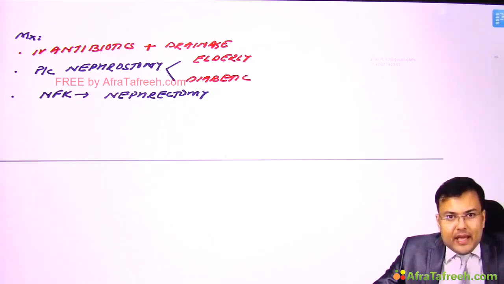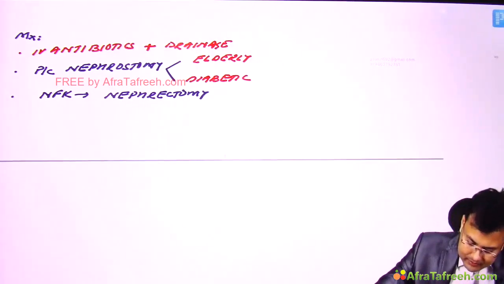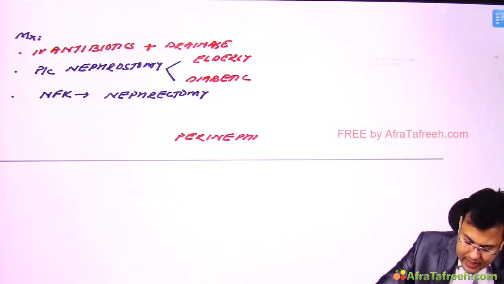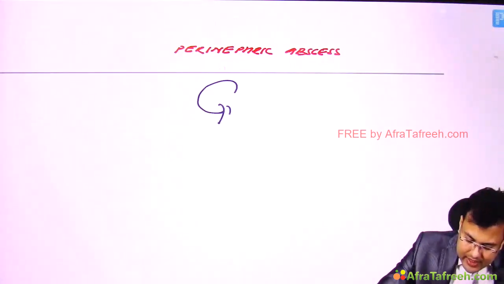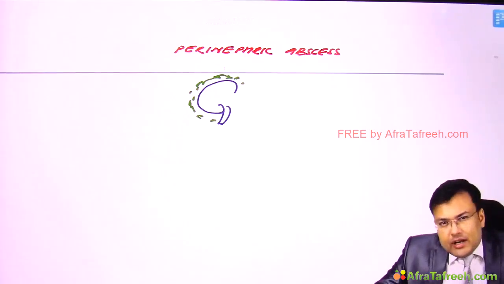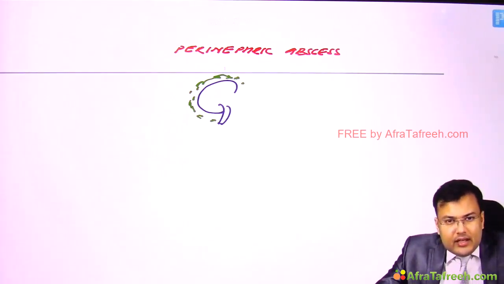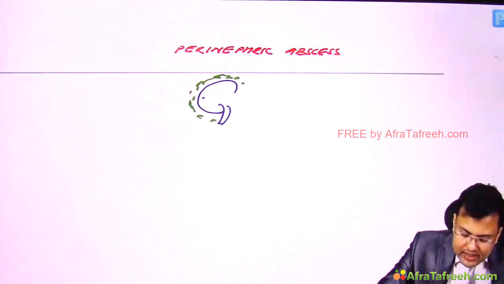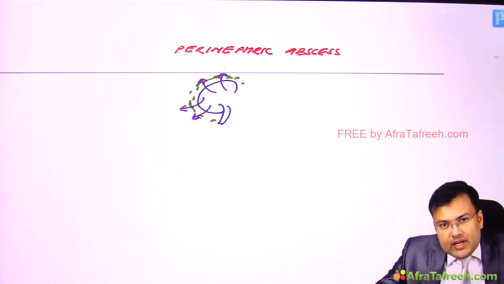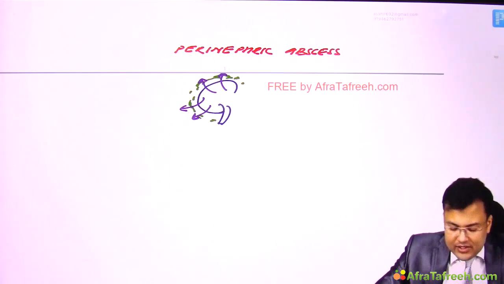Now have a look at perinephric abscess. Okay, so what is the problem here? In this case the pus is collected around the kidney. So here there is a collection of pus around the kidney, right? Now how did this pus or infection reach here? There are two routes. One is cortical extension. So the patient has a UTI, there is extension of infection to the kidney, and then there is cortical extension.